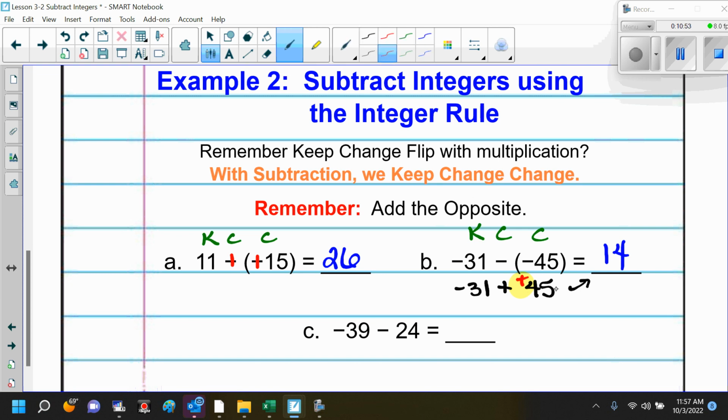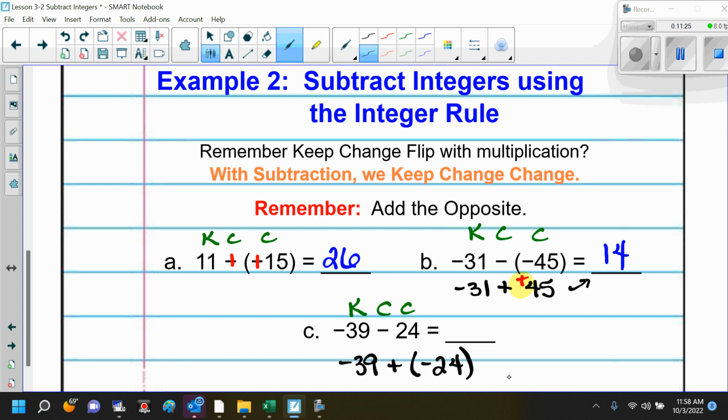Okay, so now down here, I'm going to rewrite again. We're going to keep, change, change. Negative 39 minus 24. So we're going to keep the first digit, negative 39. The subtraction becomes addition. Very good. And the positive 24 becomes a negative 24. And then we follow the rules for addition.